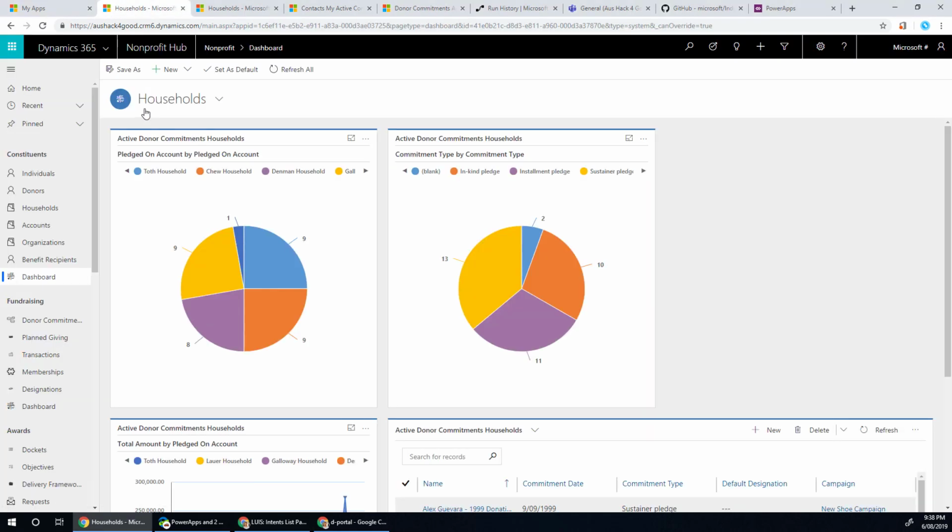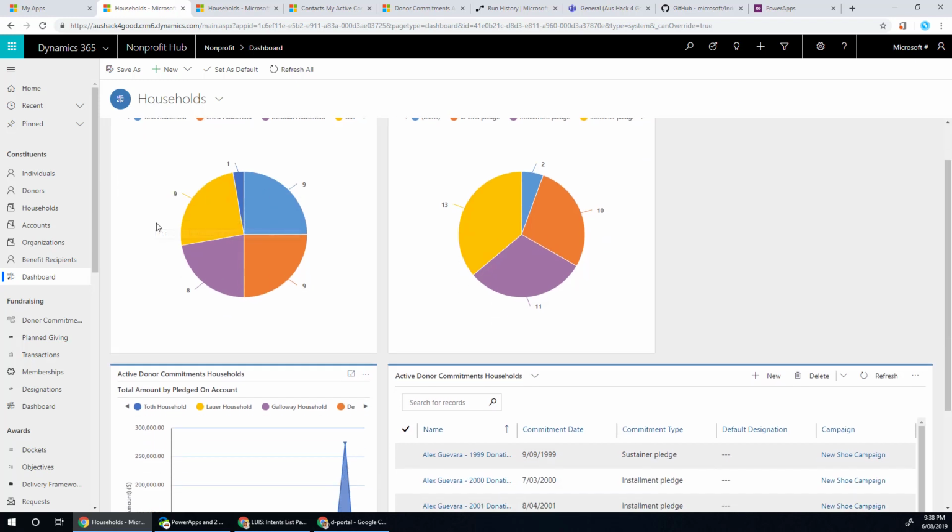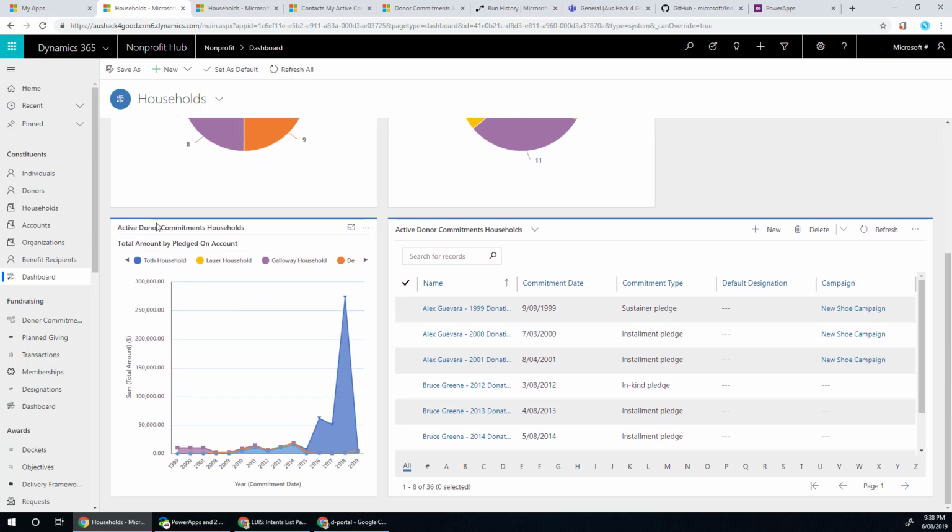So when I look at the nonprofit hub on my home screen, I could have a dashboard where I'm looking at the households, what are my commitments via various individual donors as well as via households, how the pledged amount is looking from different major donors that I have, as well as what are the active donor commitments.